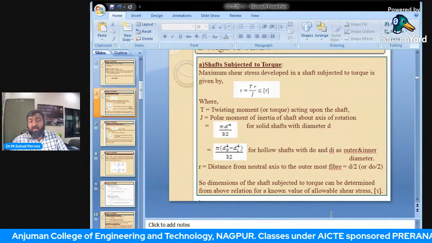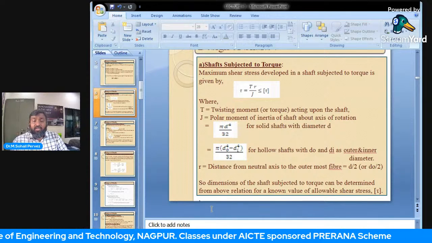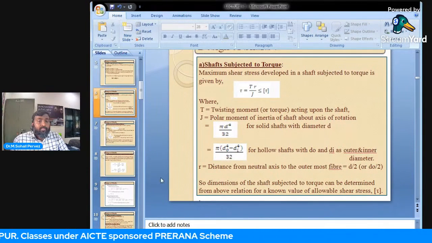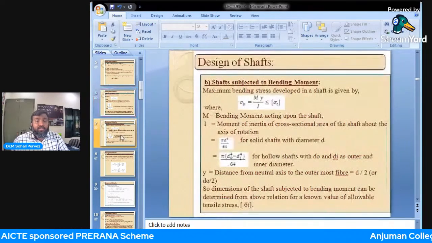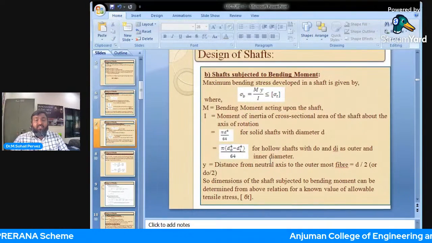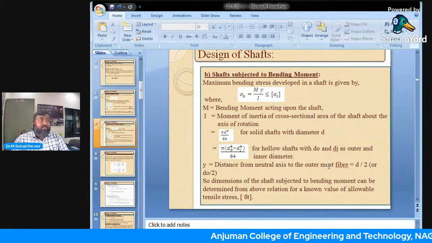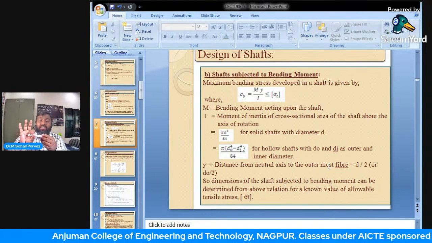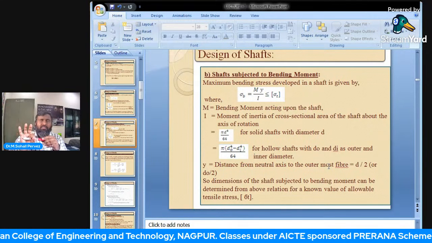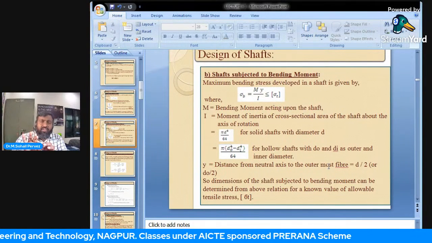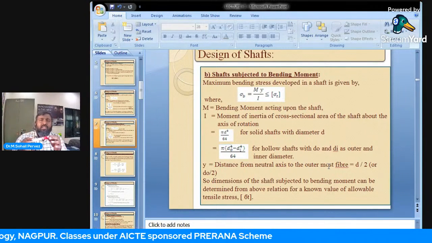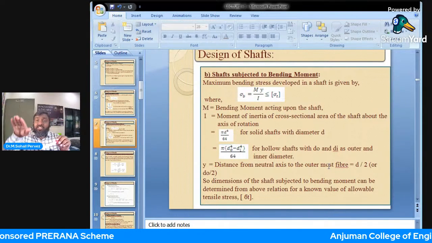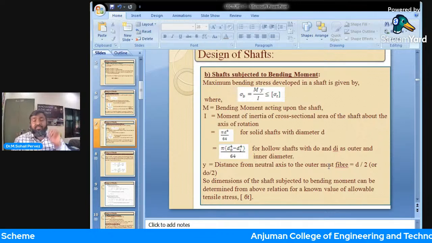So the dimensions of the shaft subjected to torque can be determined from the above relation. Next element, design of shafts subjected to bending moment. Now let us say this is the shaft having some flywheel, having some gear drive, having some flat belt, V belt, roller chain. In that case the shaft may bend laterally.